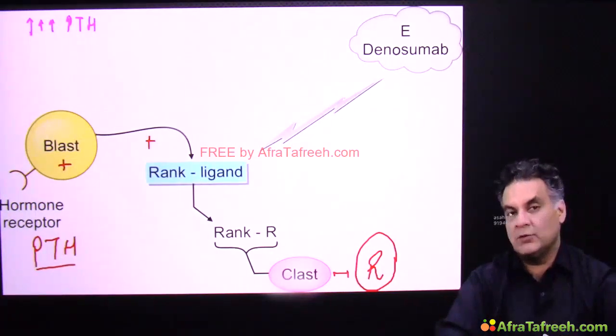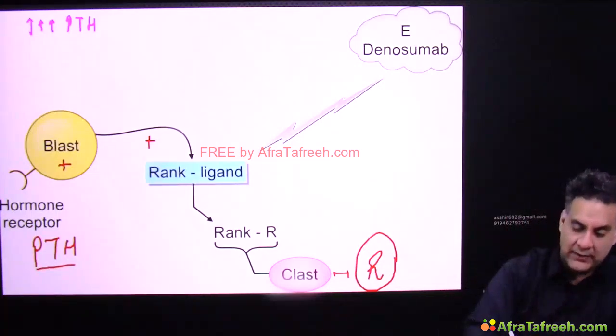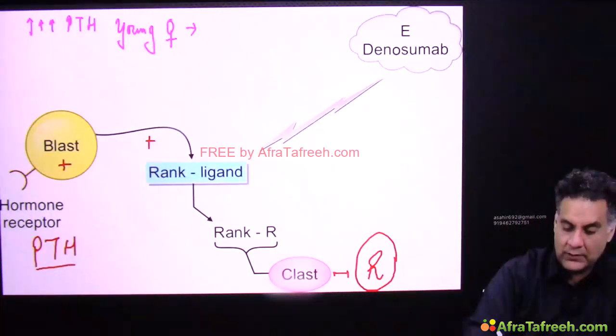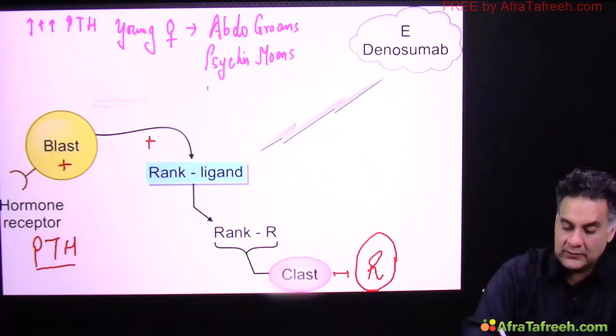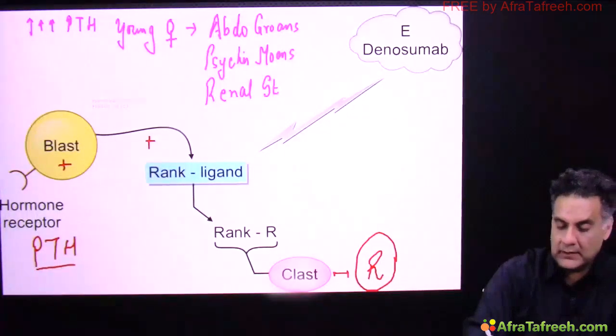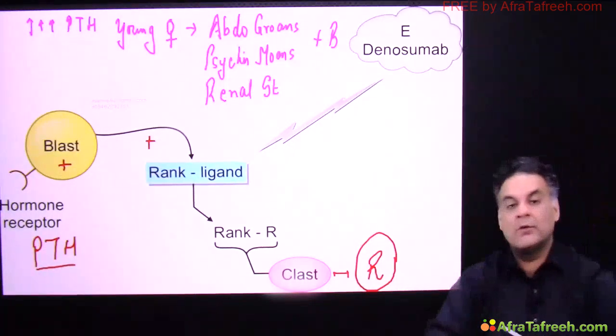Cause is PTH adenoma. They will usually give you a young female in it. Patient will have abdominal groans, abdominal pain. Patient will have psychic moans, irritable behavior, renal stones, stones in the kidney, and bones. What in the bones?